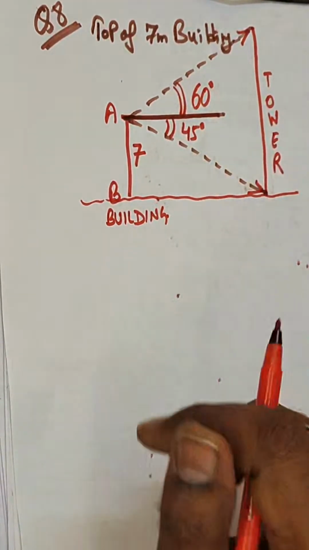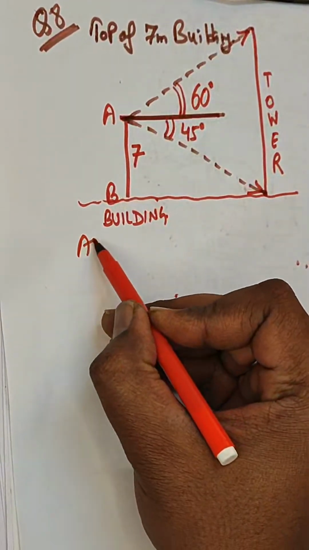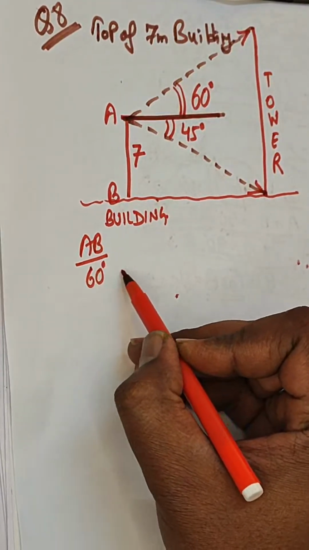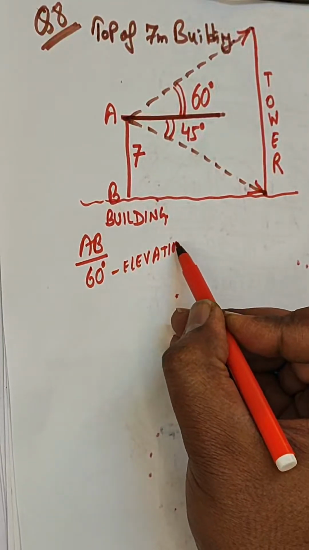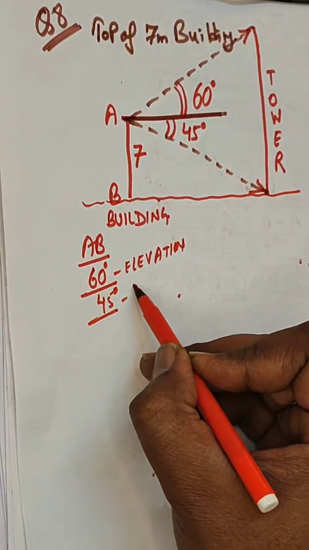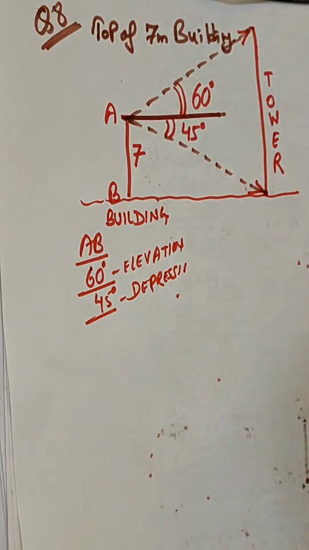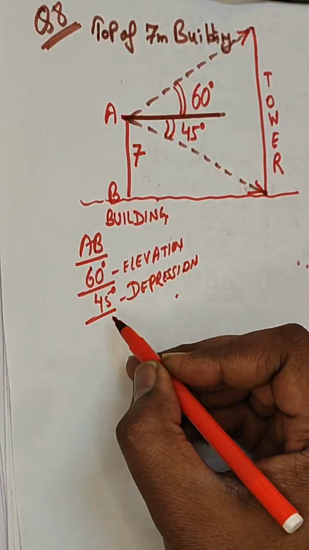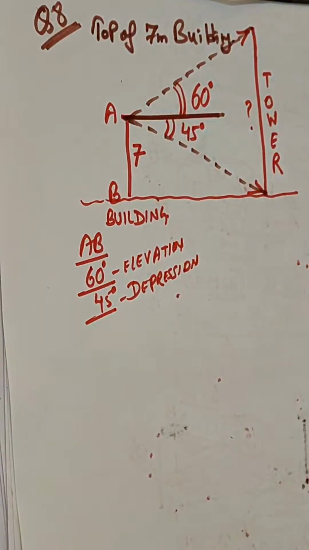Now the data which is available to you in the question: you know AB, you know the 60 degree elevation angle, you know the 45 degree depression. First see how much data is given to you in the question before handling it. Okay, this is given to you. Another thing asked is: what is the height of this tower?